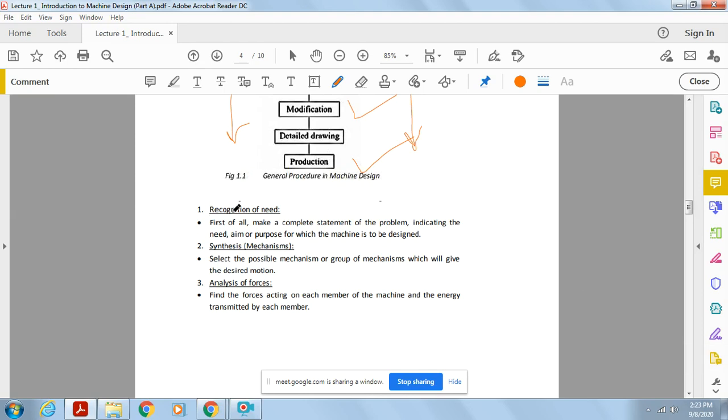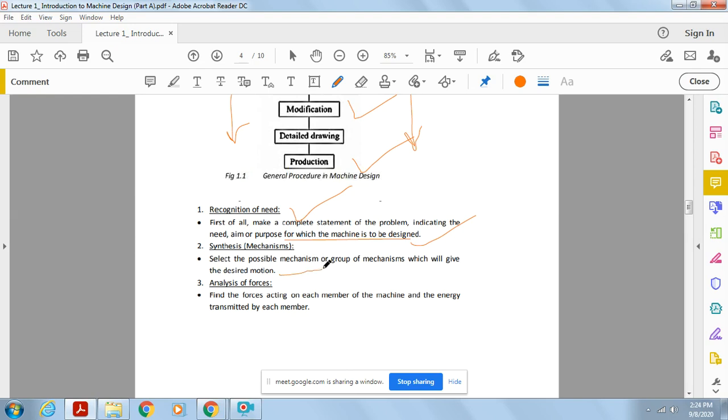One by one, here it is written: recognition of need. I have told you that first of all you make a complete statement of the problem indicating the need, aim, or purpose, or you can say the objective for which the machine is to be designed. This is the first step. The second step I have told you is synthesis of the mechanism. That means select the possible mechanism or group of mechanisms which will give the desired motion.